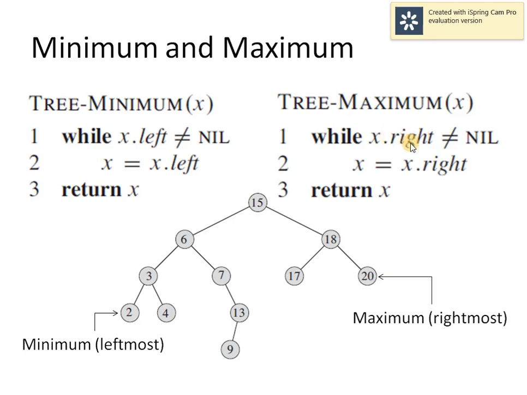So we will start with 15. Right of 15 is null? No, it is equal to 18. Right of 18 is null? No, it is equal to 20. Right of 20 is null? Yes. So stop and return 20.